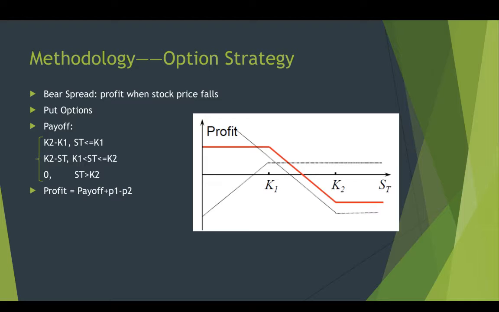And the second strategy is the bear spread, which can profit when the stock price falls. We build the bear spread strategy using put options to get positive profit. And the payoff of the bear spread is K2 minus K1 when the maturity price is smaller than K1, and is K2 minus the maturity price when it's between K1 and K2, and the payoff equals 0 when the maturity price is larger than K2. The profit equals the payoff plus P1 minus P2 because we buy a P2 and sell a P1.